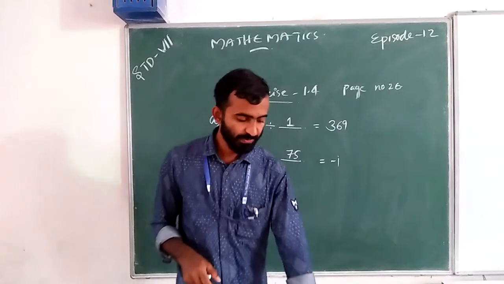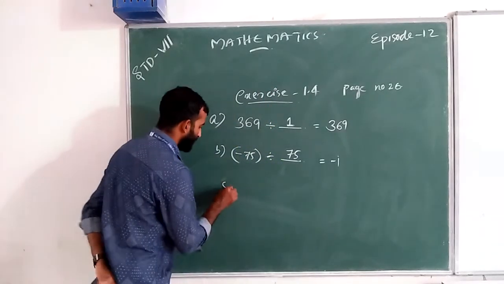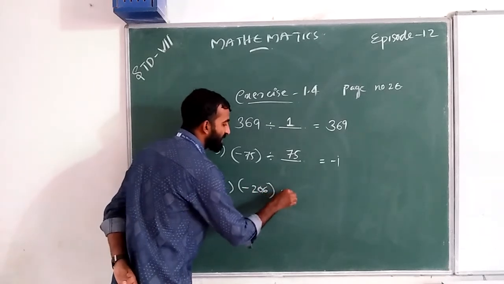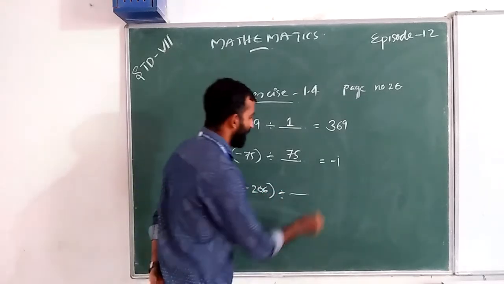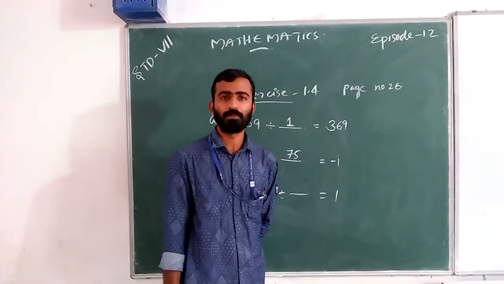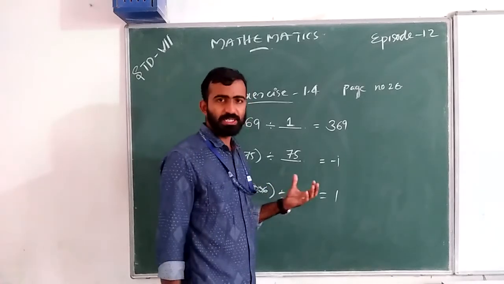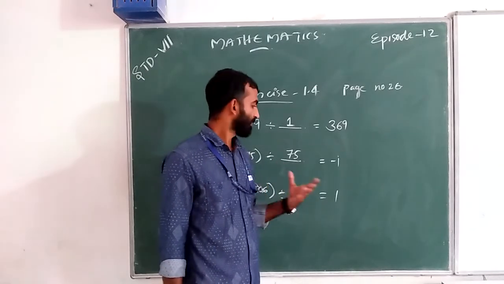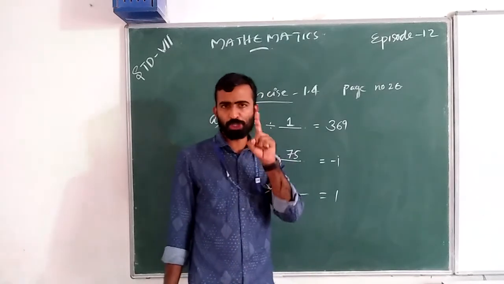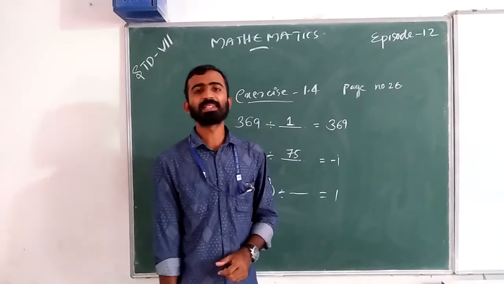And next one is negative 206 divided by something, we get the answer 1. That is, when we divide negative 206 by a number, we get the answer positive 1.